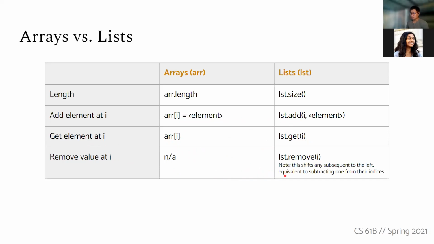However, for lists, you do have a remove function. Basically what this does is that it will remove the index at i, and then it will shift everything to the right of i left by 1, which is the equivalent of subtracting 1 from all their indices. So that's just some key differences.